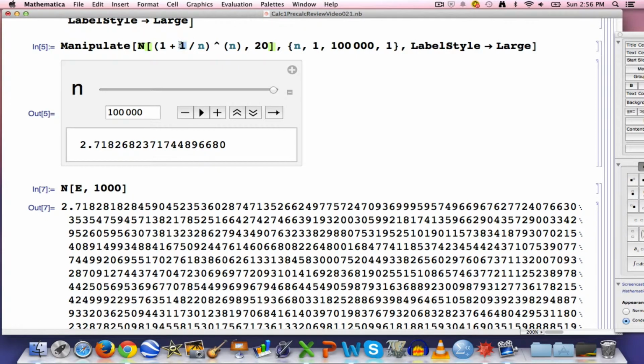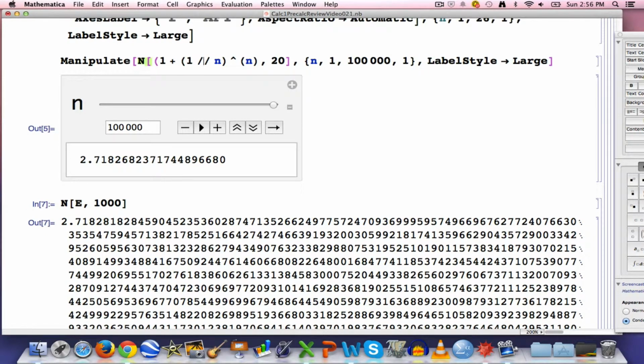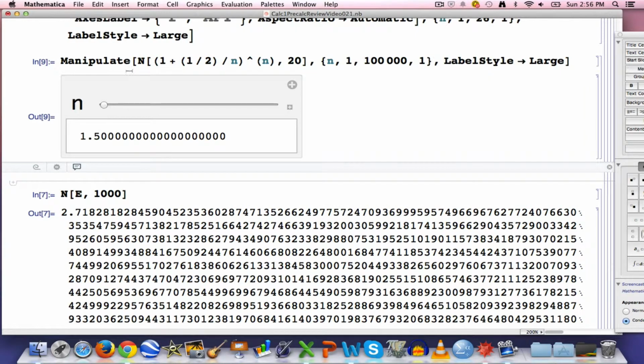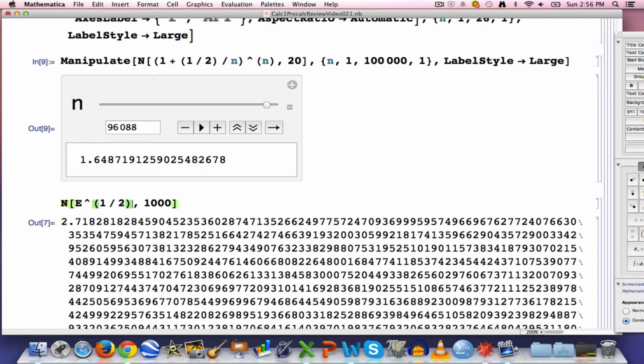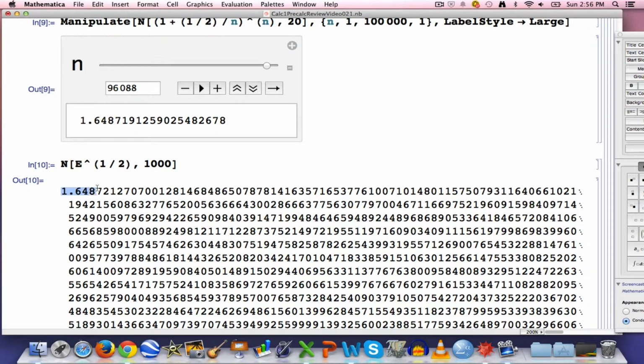What if the interest rate was not 100%? What if it was 50%, which I'll type in as 1/2? What is the APY, actually the b in this case, approaching? It's not approaching e anymore. It doesn't even look like it's approaching e minus 1. What's it approaching? It's actually approaching e to the 1/2 power, the square root of e. 1.648722127 is what this is approaching.